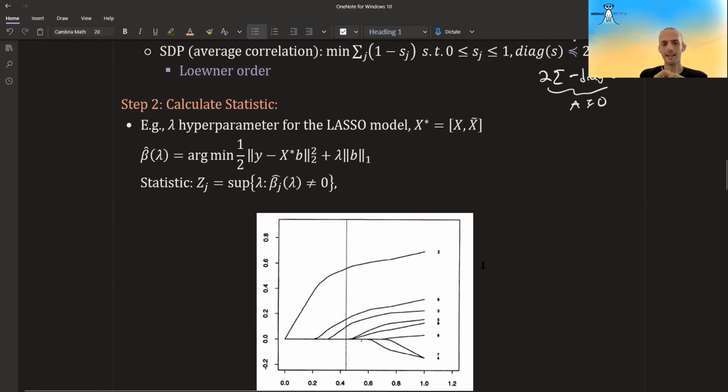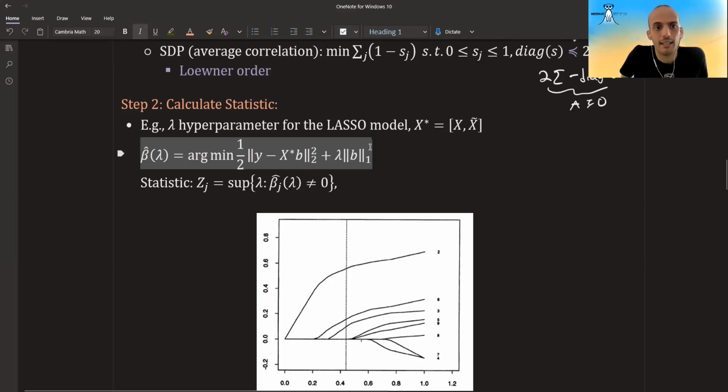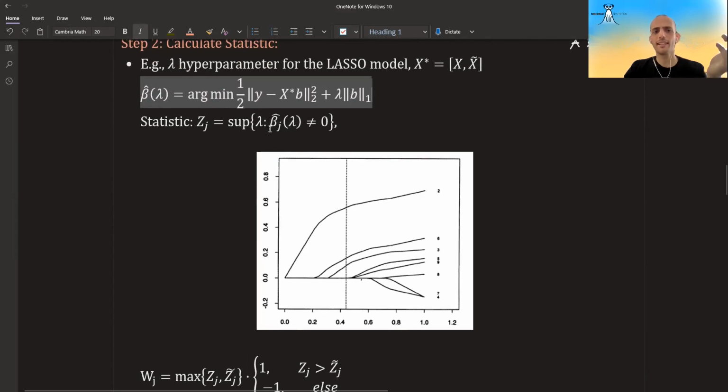So the example they showed in the paper is the Lasso example. And what is the Lasso? You want to minimize this thing over here, which is basically the original thing that we always try to minimize in regression, at least in linear regression, plus some regularization term, which is with the L1 norm. And this thing promotes sparsity in the model. And the way we define the statistics is we take the largest lambda where the beta of that feature is different than 0.